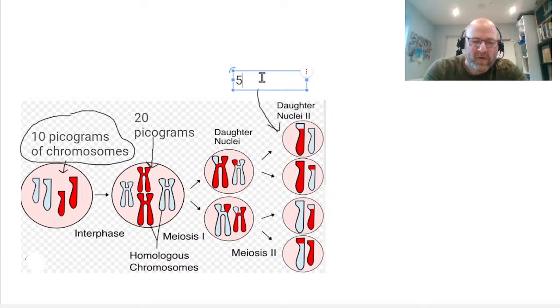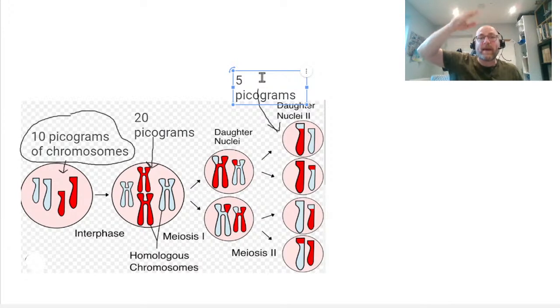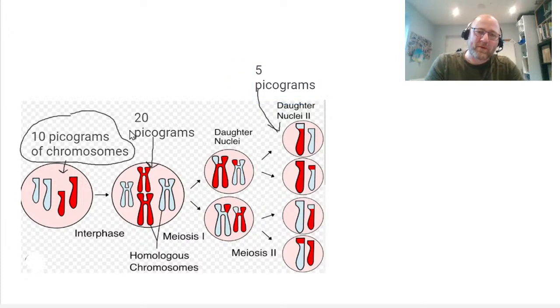So, 5 picograms. If you're confused, just think it's going to be half the parents, the first cell. Because it's meiosis, they end up with half the chromosomes, so they're going to weigh half. Why did they double in the middle? Well, they doubled in the middle because they're going to split twice. So we're going to go 10 times 2 is 20, divided by 2 is 10, divide again is 5. So we've divided it twice.